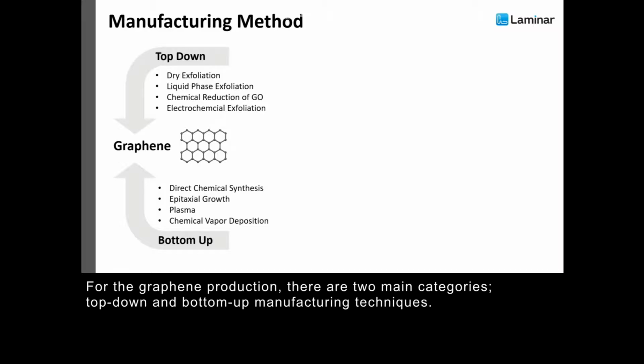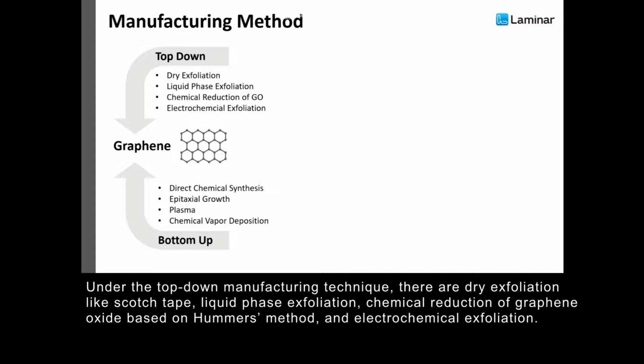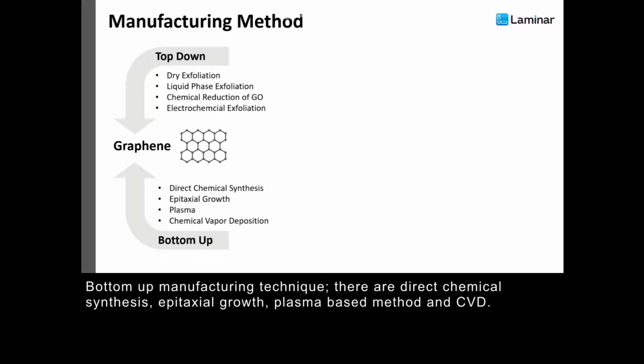For graphene production, there are two main categories: top-down and bottom-up manufacturing techniques. Under the top-down manufacturing techniques, there are dry exfoliation, like Scotch tape, liquid phase exfoliation, chemical reduction of graphene oxide based on Hummers method, and electrochemical exfoliation. Bottom-up manufacturing techniques include direct chemical synthesis, epitaxial growth, plasma-based methods, and CVD.